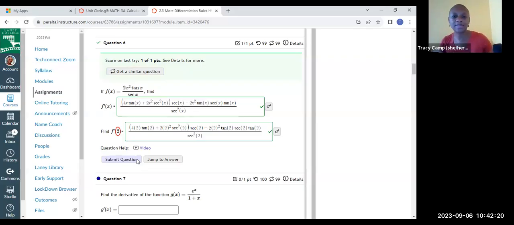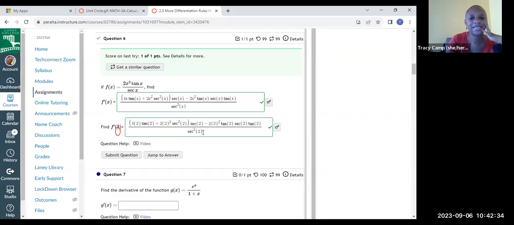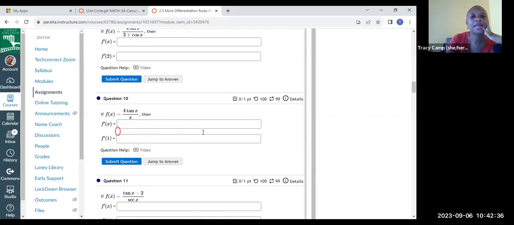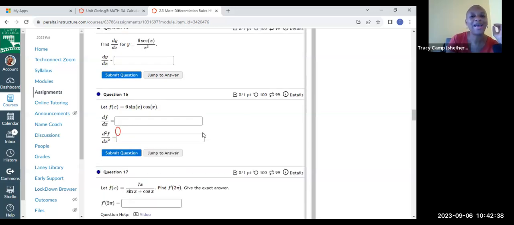Because the point of these sections is not really for you to show that you know how to simplify. It's that you know how to find the derivative. That's the point. So anyway, have fun with these. There are lots of problems for you to try.